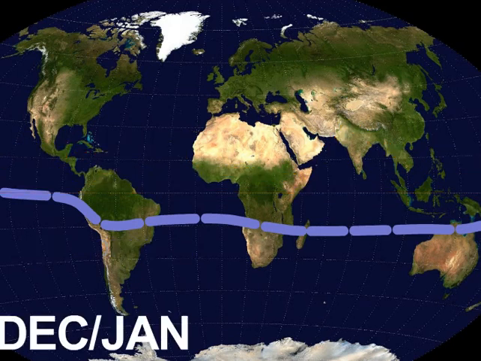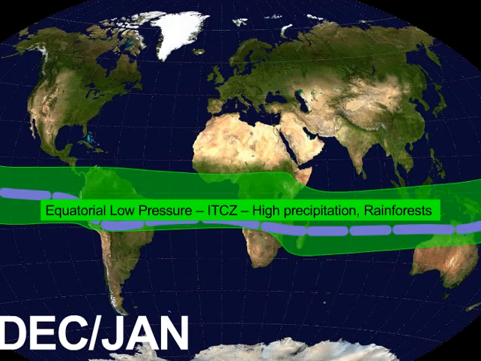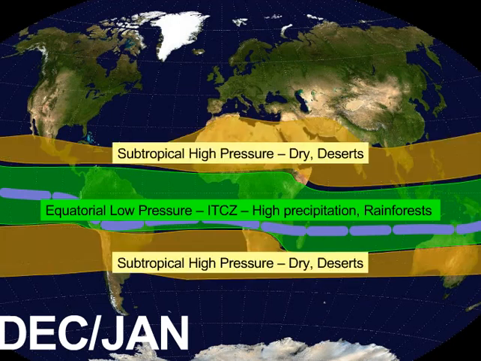Alright, we've been looking a lot at some schematics, some models, arrows, visualizations. Next, let's now actually try to apply those and see if we can see patterns on this map here. This is the December and January pattern, so of course along the ITCZ we're going to have equatorial low pressure, and we're going to have high precipitation, and corresponding to that the world's rainforests. But then, of course, to the north and to the south, we're going to find the subtropical high pressure, the dry deserts, and we can kind of see that.